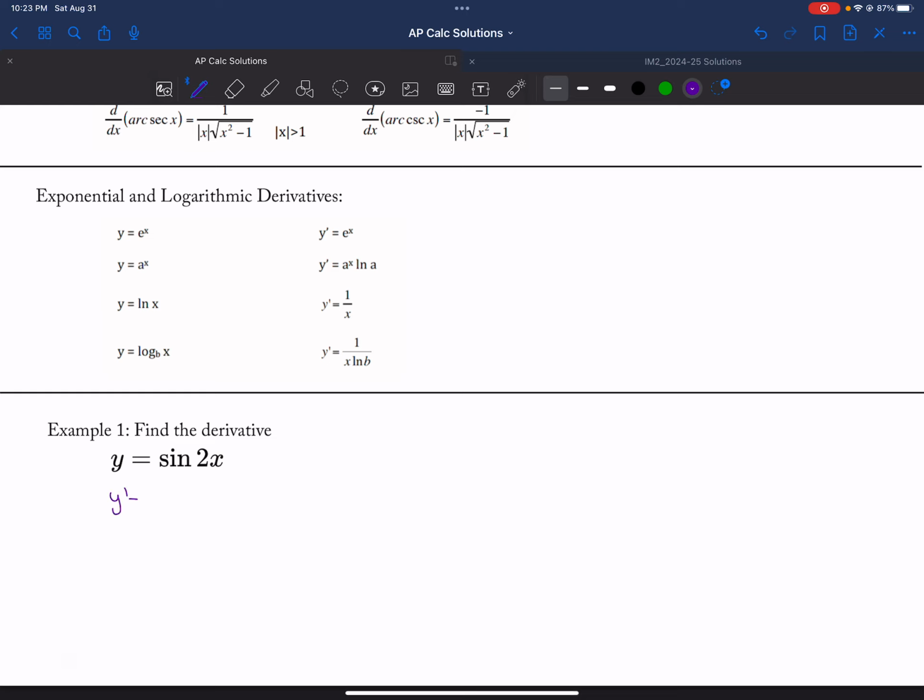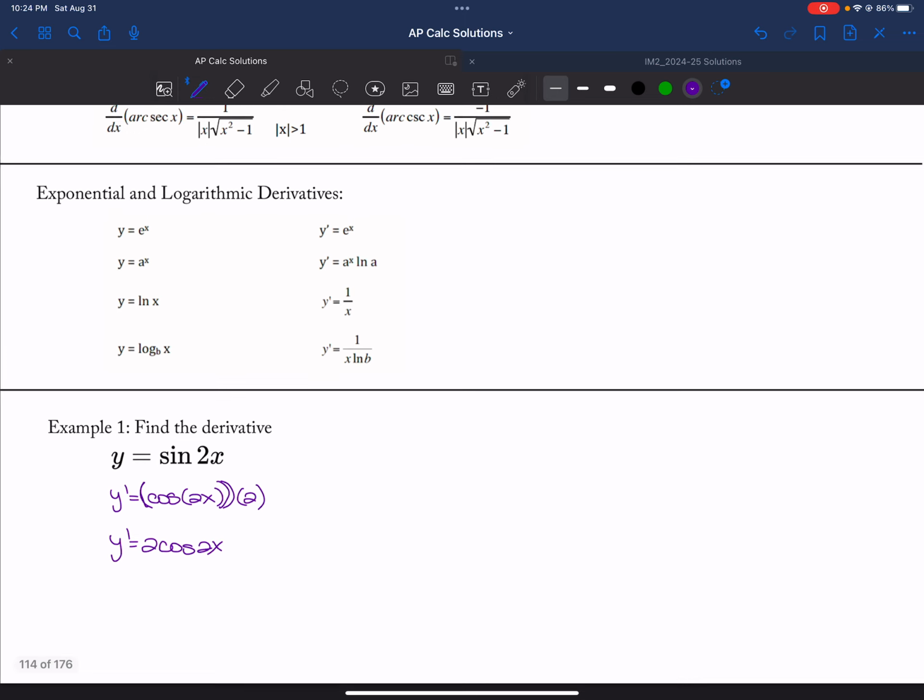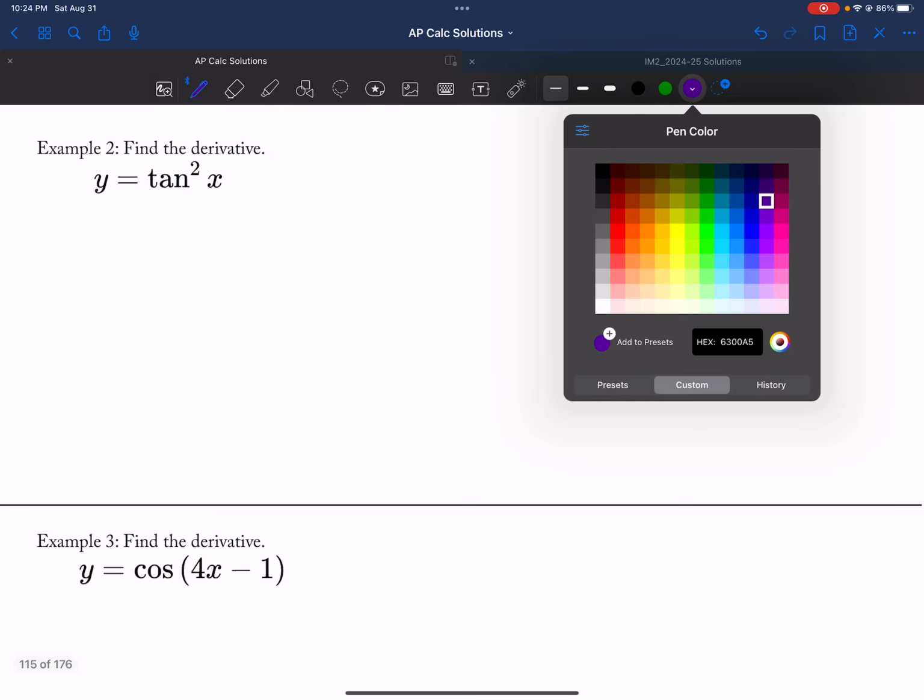So y prime is the derivative of sine, which is cosine of 2x, and then multiply by the derivative of the inside, which is just 2, not 2x. I notice I put an extra set of parentheses around here. So that would have given me y prime is equal to 2 times cosine of 2x, which I didn't need the parentheses, really. So I could have done it as y prime is equal to 2 cosine 2x like that. Okay? So now let's look at another example.